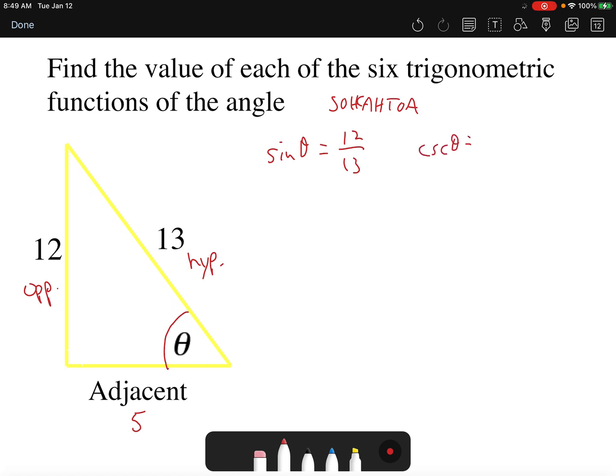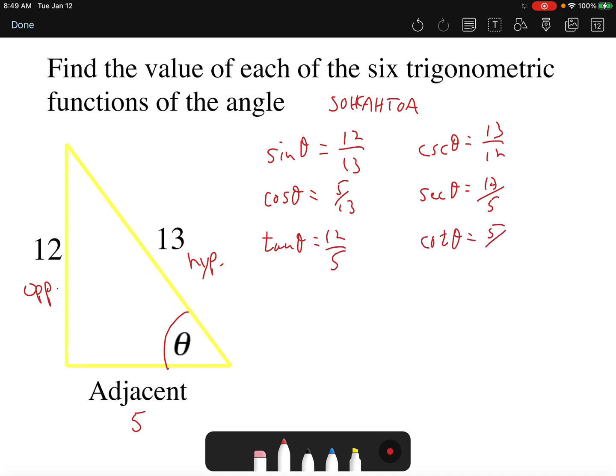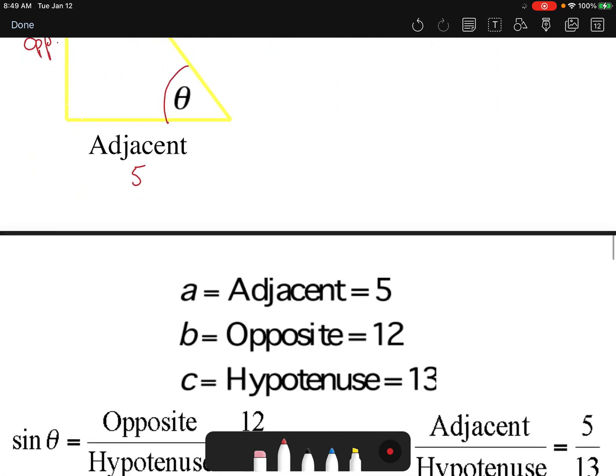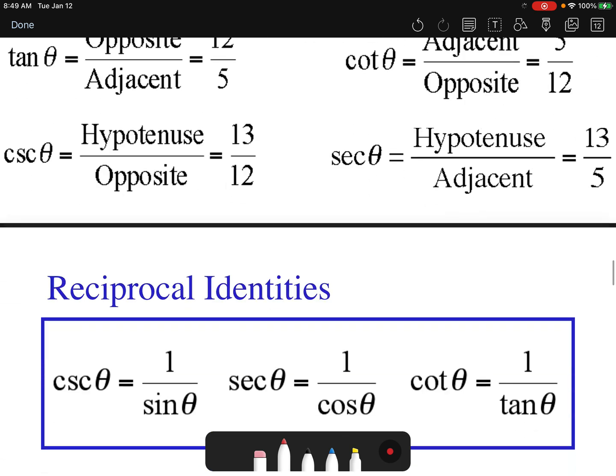Well, we know then that cosecant would be 13 over 12. The cosine is adjacent over hypotenuse, so the secant is hypotenuse over adjacent, 13 over 5. And then the tangent of theta is opposite over adjacent, 12 over 5. So the cotangent of theta is 5 over 12. And all of the other things we learned in regard to solving these in our trigonometric functions that we just took a test over, this is how we're going to solve these as well. Okay, and there's all the answers.